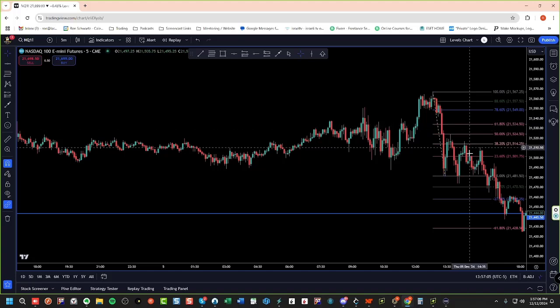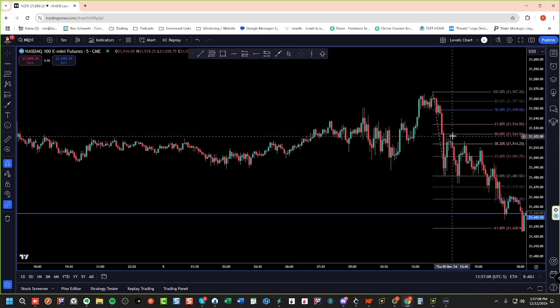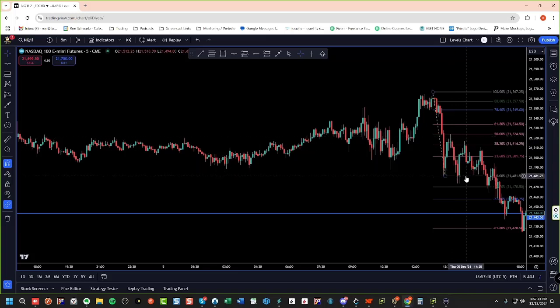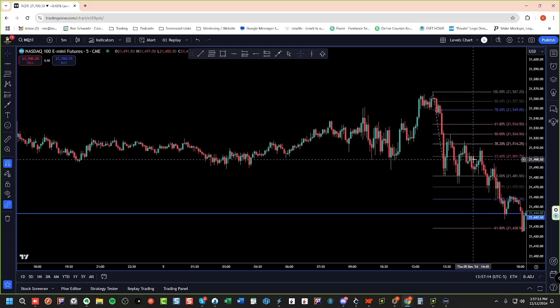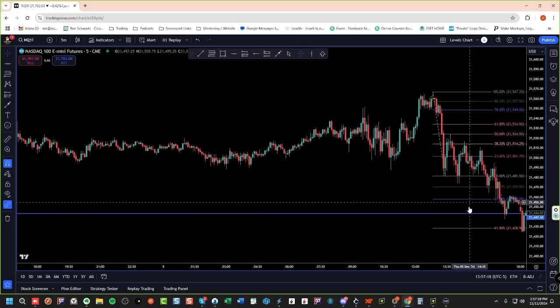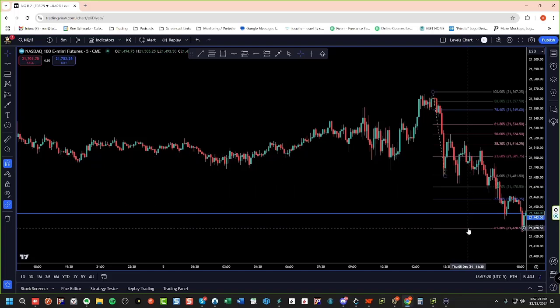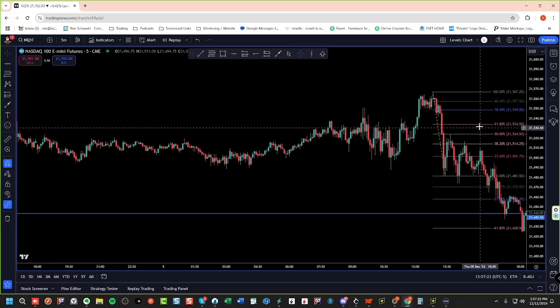Now, you have two options. You don't ever want to enter here. You want to enter somewhere in the retracement. Here is a safe bet. But if you enter here, you absolutely have to target here.